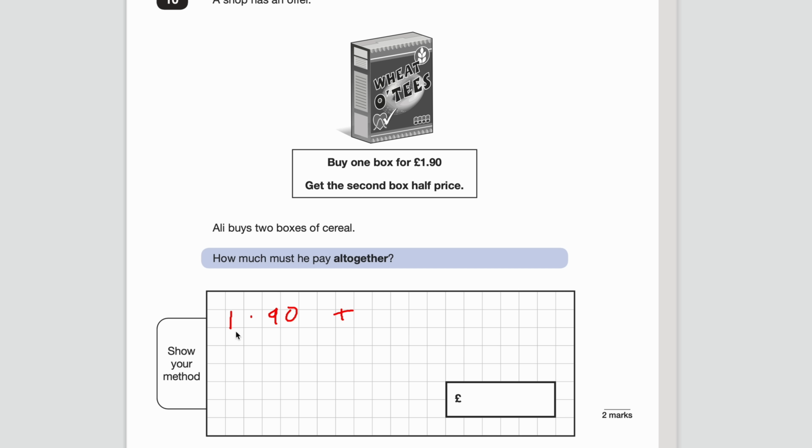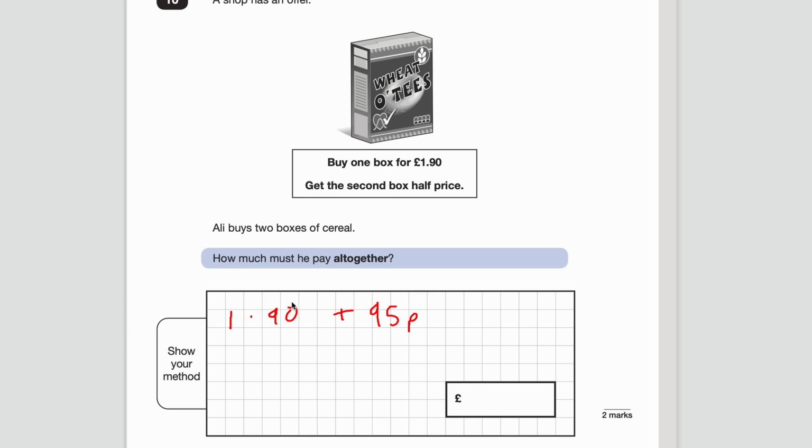A quick way would be to say, well, it's nearly £2, isn't it? £1.90. So if I half that, that's £1. However, we're 10p short. So instead, we're going to need to half that as well and subtract it. So it's 95p. £1.90 divided by 2 is 95p. So plus 95p. I'm just going to do that so I remember.